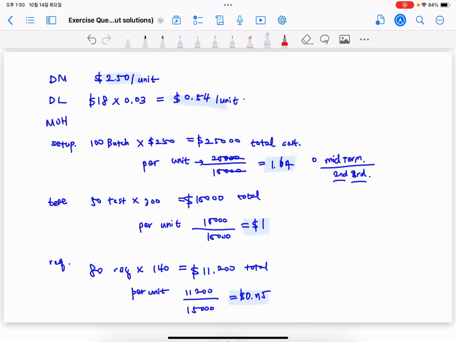Now it's time to sum up all these 5. Right? So do the calculation, and you'll see that the total unit cost will be $6.46 per unit. This is going to be our answer.